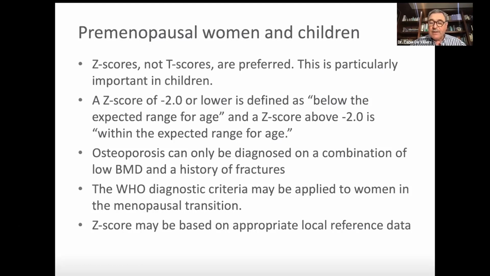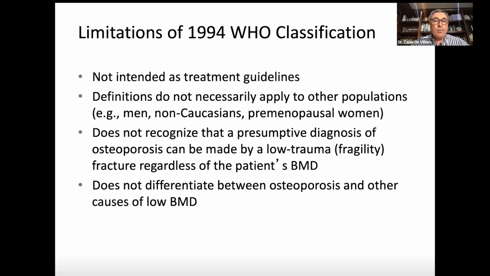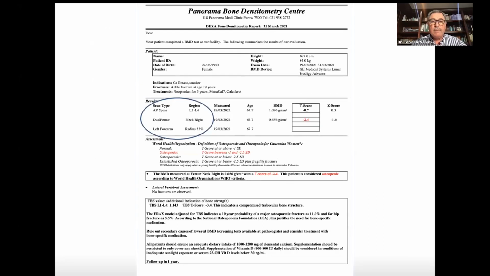So in the menopausal transition, and actually before that, you can also apply the Z-score, the T-score. But this 1994 classification has severe limitations, mostly because it was never intended as a treatment guideline, and it does not recognize that a presumptive diagnosis of osteoporosis can also be made by a low trauma, a fragility fracture, regardless of the BMD. In other words, a fall from own body height resulting in a fracture is sufficient for the diagnosis of osteoporosis, and it does not differentiate between osteoporosis and other causes of low bone mass.